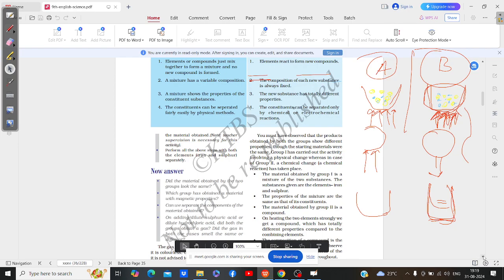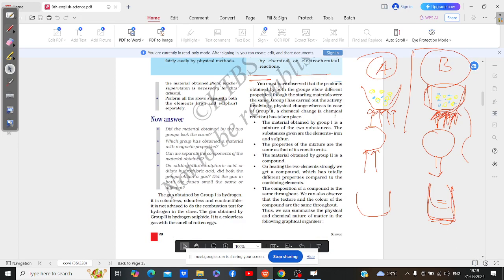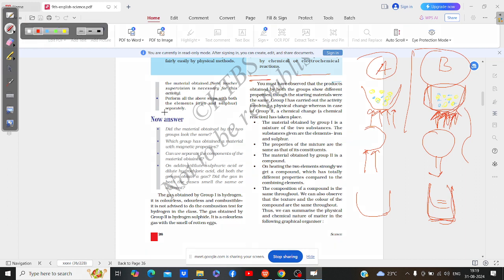Okay, so we'll go through what all things take place in group 1 and group 2. Yeah, please read it. The material obtained by group 1 is a mixture of two substances. The substances given are the elements iron and sulfur. The properties of the mixture are the same as that of its constituents. The material obtained by group 2 is a compound. On heating the two elements strongly, we get a compound which has totally different properties compared to the combining elements. Okay, stop it here.